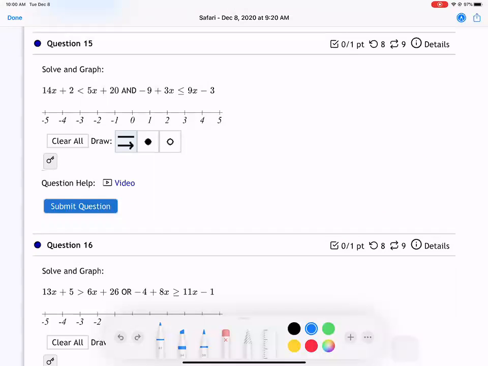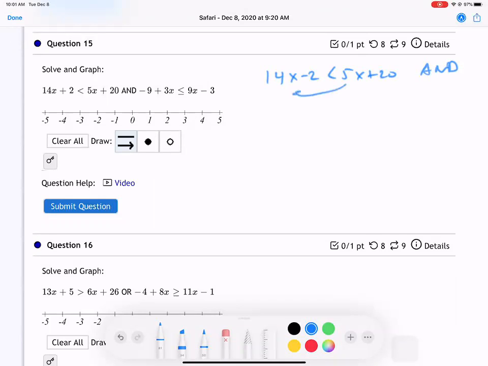Okay, so let's jump to 15. Solve and graph. The question looks super confusing, but they just want us to solve for them separately. 14x minus 2 less than 5x plus 20, and we're going to graph them on one graph. Let's go ahead and solve the first one.